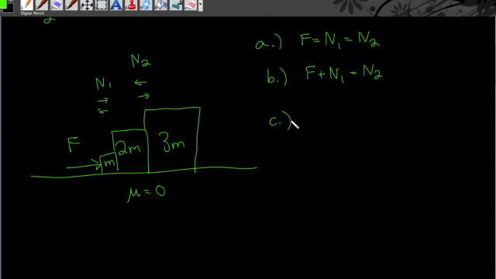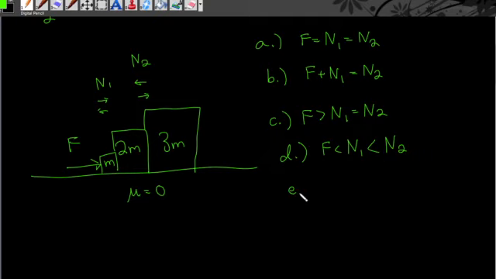And C, sorry, I lost my train of thought. C is F is greater than n sub 1, which is equal to n sub 2. D is F is less than n sub 1, which is less than n sub 2. And finally, E is that F is greater than n sub 1, which is greater than n sub 2.